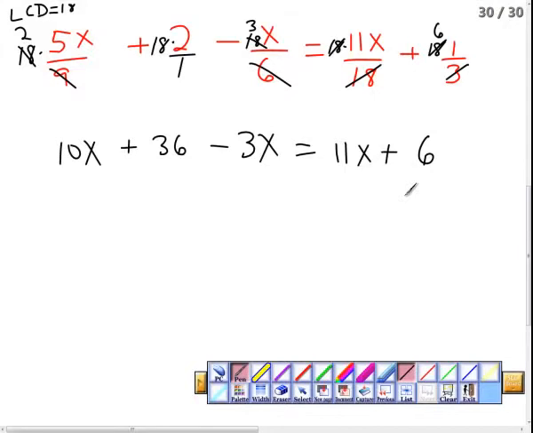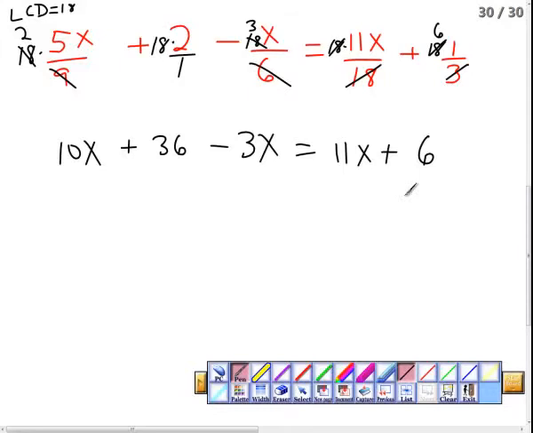Questions? Okay, good. You got to multiply everything times 18, including the 2, whether it has a denominator in it or not. And then you cancel whatever is in the denominator with that.